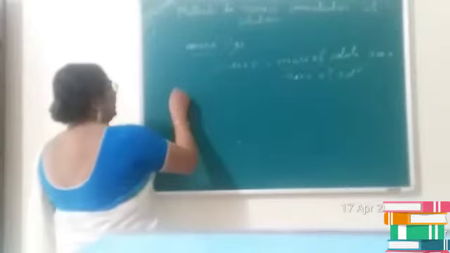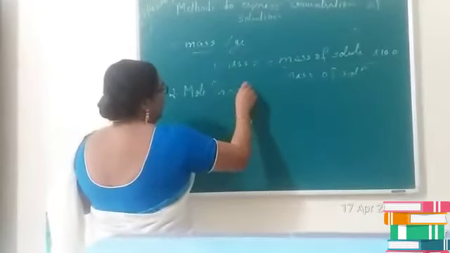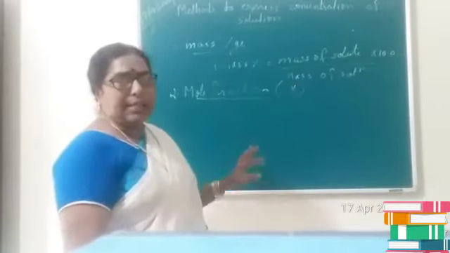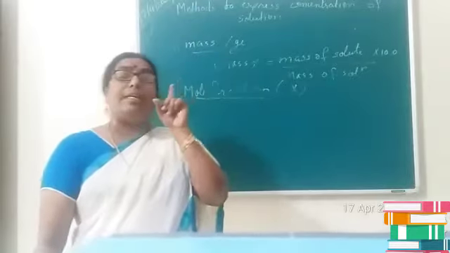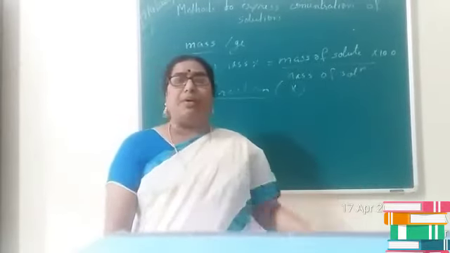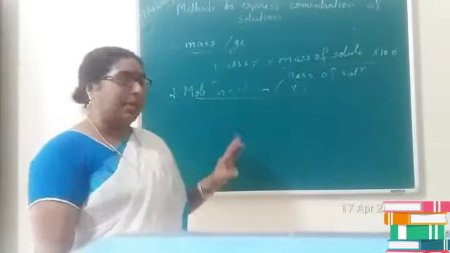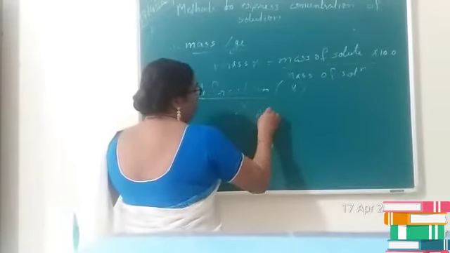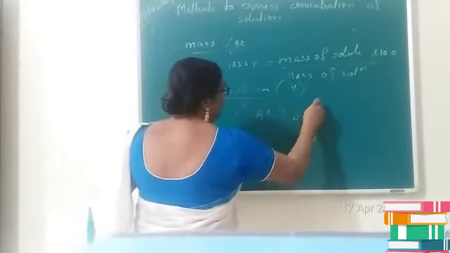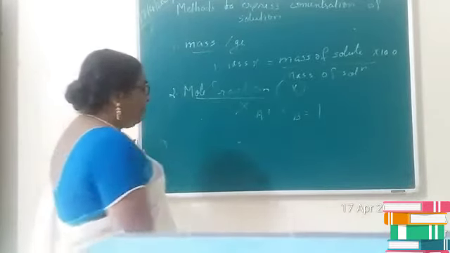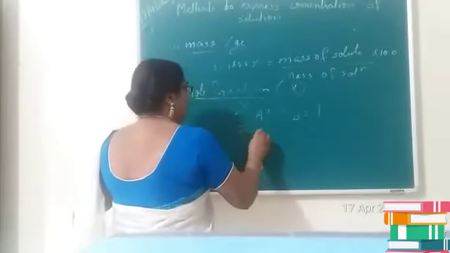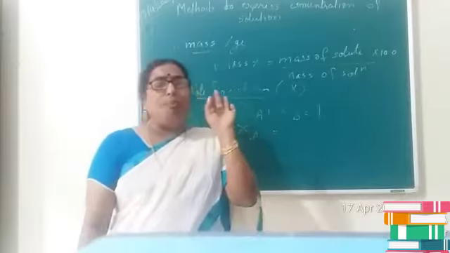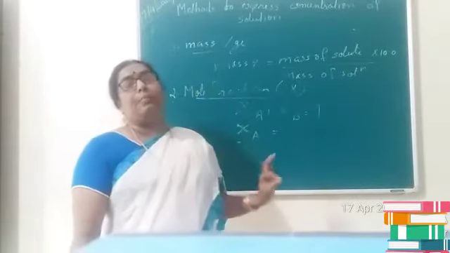The second one is mole fraction. To represent mole fraction, let us use the symbol X. The mole fraction of a binary solution is always 1, since we are discussing only binary solutions. That means mole fraction of solvent plus mole fraction of solute is always equal to 1. Mole fraction of a component is the ratio between the number of moles of that component to the total number of moles.